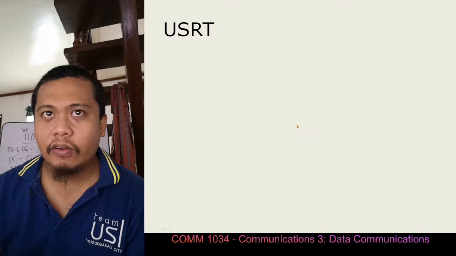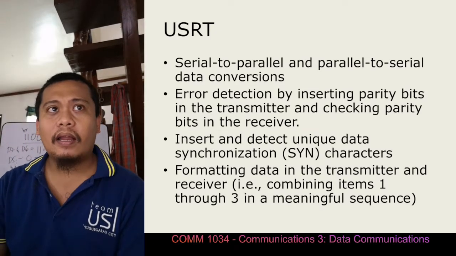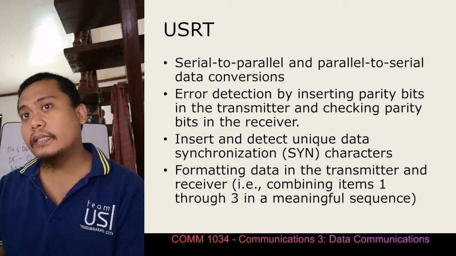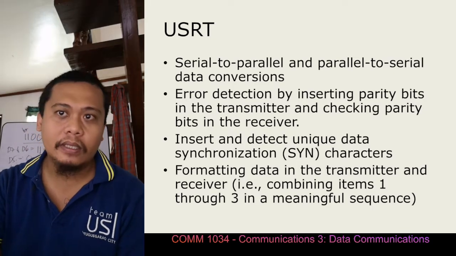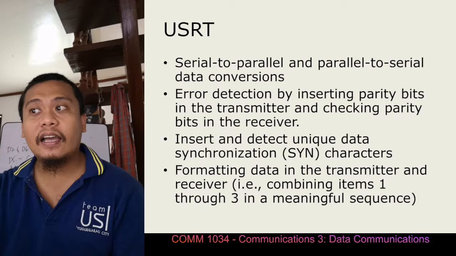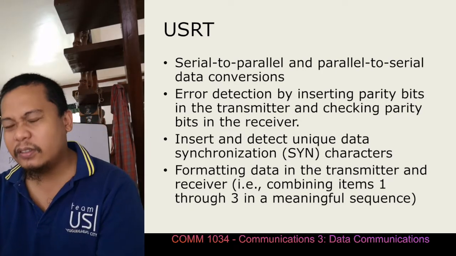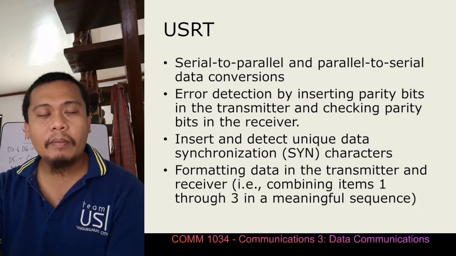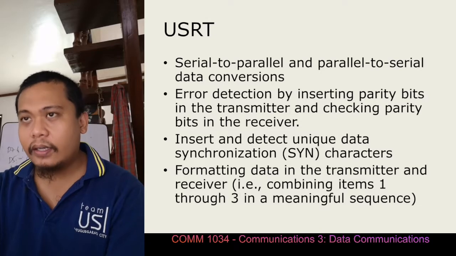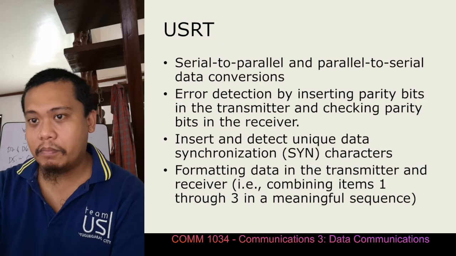So the primary functions of the USRT are the following. Same lang siya. So we have serial to parallel and parallel to serial conversion. We have error detection by inserting parity bits in the transmitter and checking parity bits in the receiver. Then we have insert and detect unique data synchronization characters, yung sync character. Yan pa rin yan, no? So yan yung napalitan na kasi sa UART, it is adding and removing of start and stop bits.